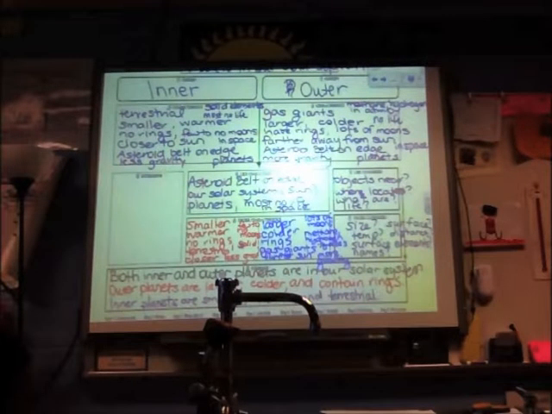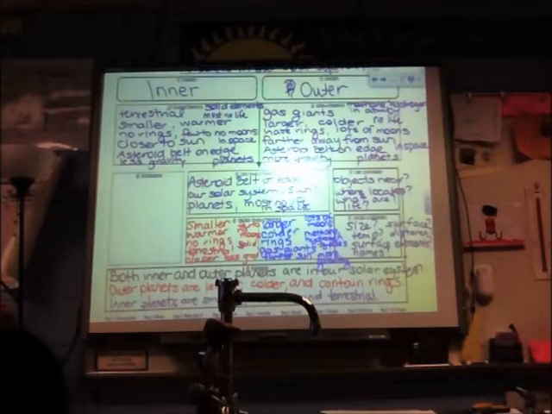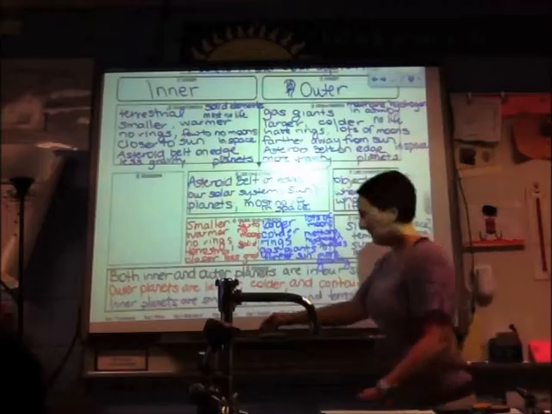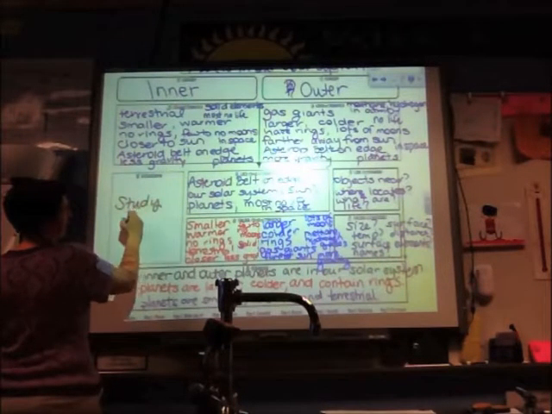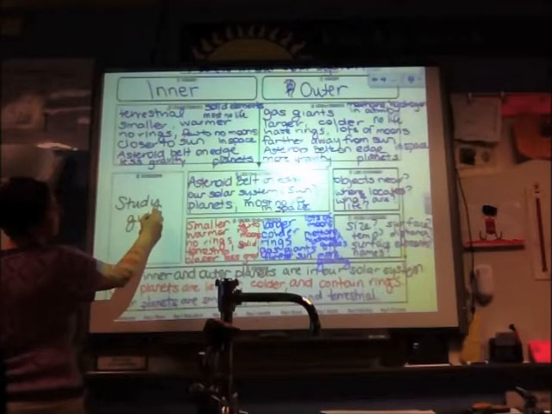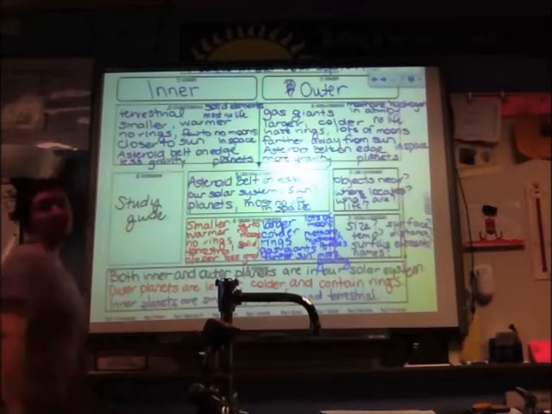Okay, we need to do our extensions. We always take and try to think about it one step further. So our one step further today is not the most exciting extension, it's our study guide. Yay! Had we had more time, we could have built a model of the solar system.